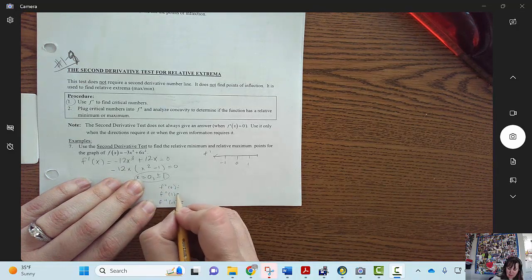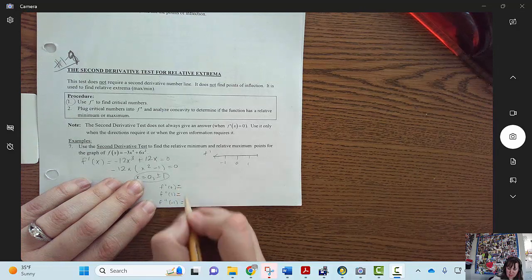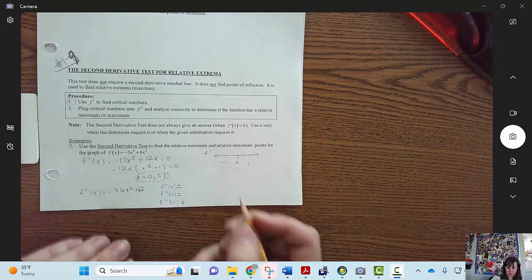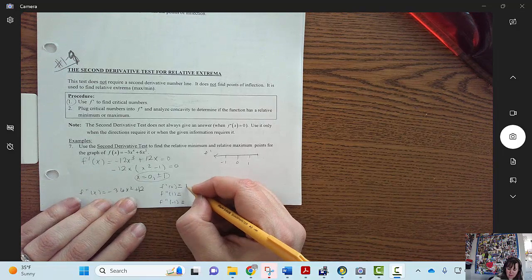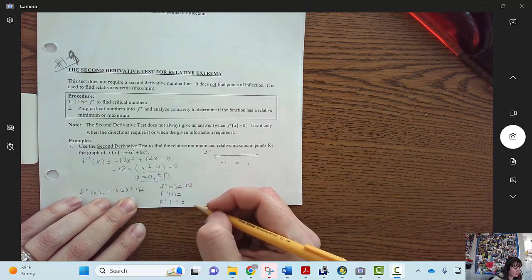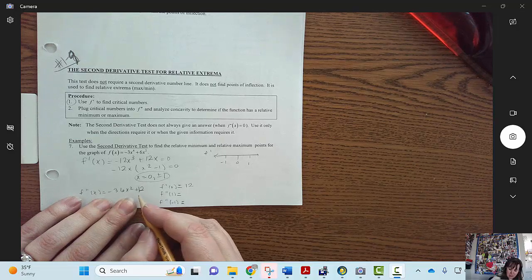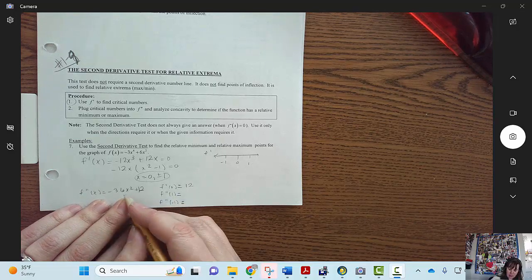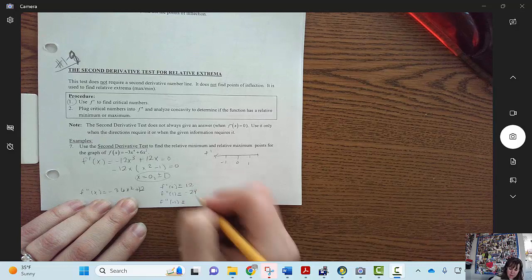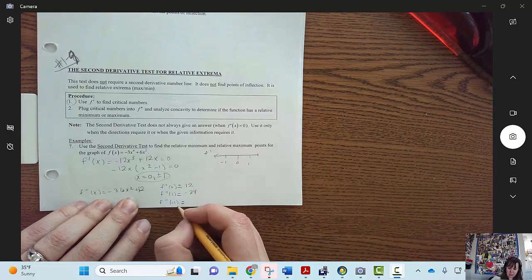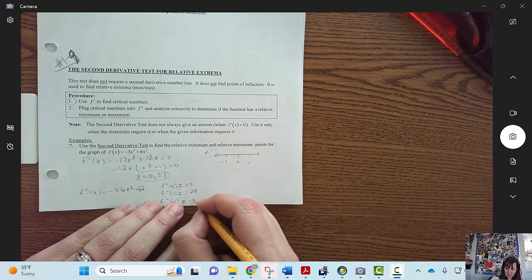And the truth of the matter here is I really only want to know if it's negative or positive. So if the numbers are too large, you don't have to worry too much about finding the number, just whether it's positive versus negative. So if I plug a 0 in, I get 12. If I plug a positive 1 in, I'm going to get negative 24. If I plug a negative 1, I'll get negative 24.